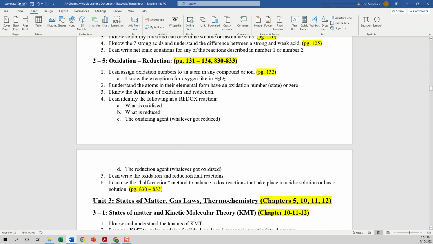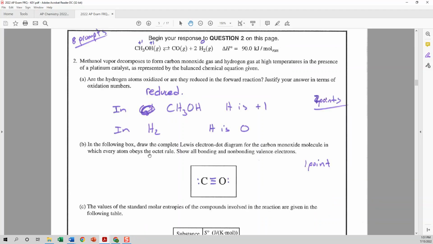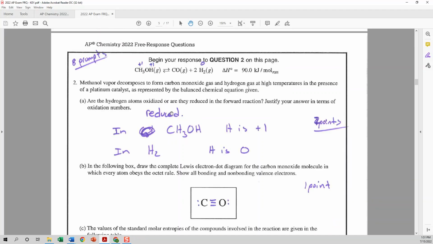And so let's go to the key. And so the answer is reduced. I assign the oxidation states up here. In this compound, hydrogen has a +1, but as an element, hydrogen has a 0. So it's going from +1 to 0. And if your oxidation number goes down, that's reduction. If it goes up, that's oxidation.